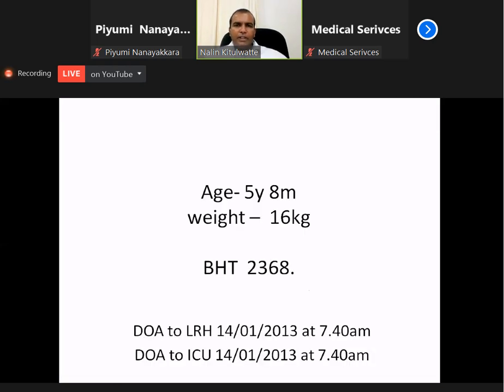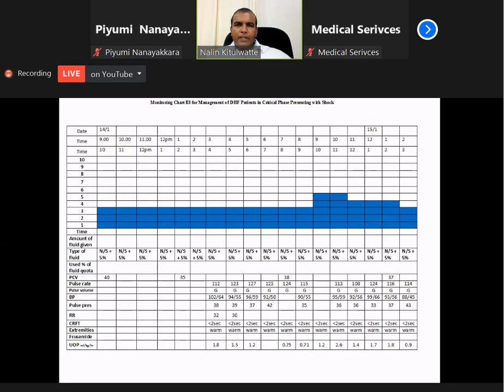Another child, 5 years old. This one was directly admitted to the ICU because the mother is a dermatologist. We managed like this. We gave 3 ml per kilo of fluid, but we monitored the parameters. You can see the urine output: 1.8, 1.5, 1.2, 0.75, 0.71. Initially with 3 ml per kilo fluid the child was producing 1.8. Now, with the same amount of fluid, the child is producing only 0.71.